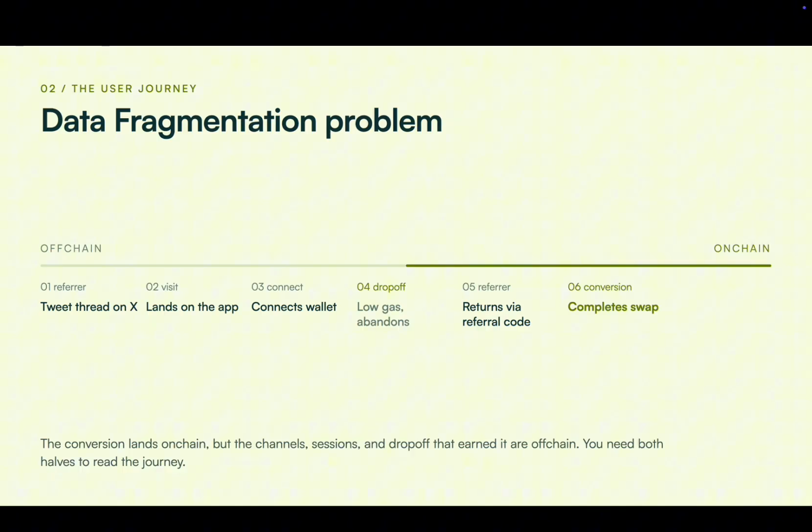The typical crypto user journey makes this problem clear. A user might discover your app through a post on X, visit your app, connect a wallet, and leave. A few days later, they come back through another channel or referral and complete a swap. The conversion happens on-chain, invisible to traditional analytics. The journey that led to that conversion happens off-chain, invisible to on-chain analytics. If you only look at one side, you're missing part of the story.